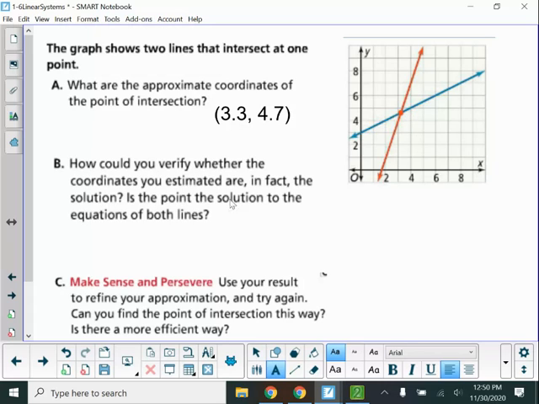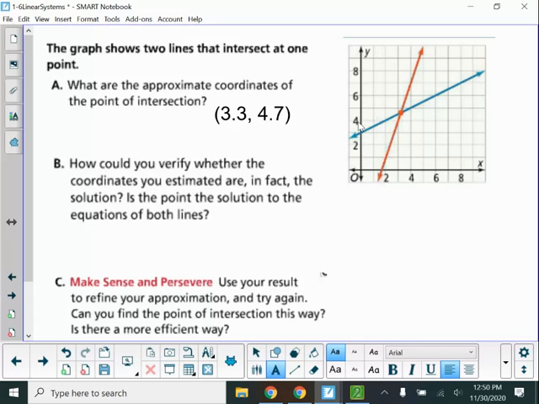Just because of where the point is. So part B, how could you verify whether the coordinates you estimated are in fact the solution, and is the point the solution to the equations of both lines? So in order to do that, we could actually come up with the equation for the blue line and for the red line. So if we look at the blue line first, the y-intercept of the blue line is 3.